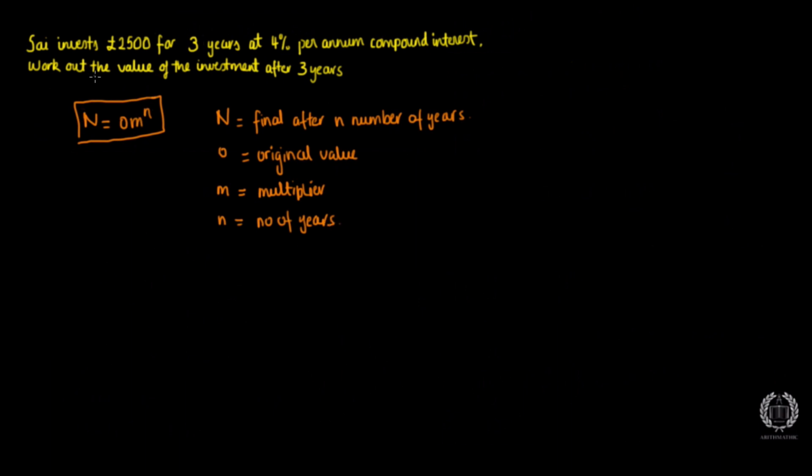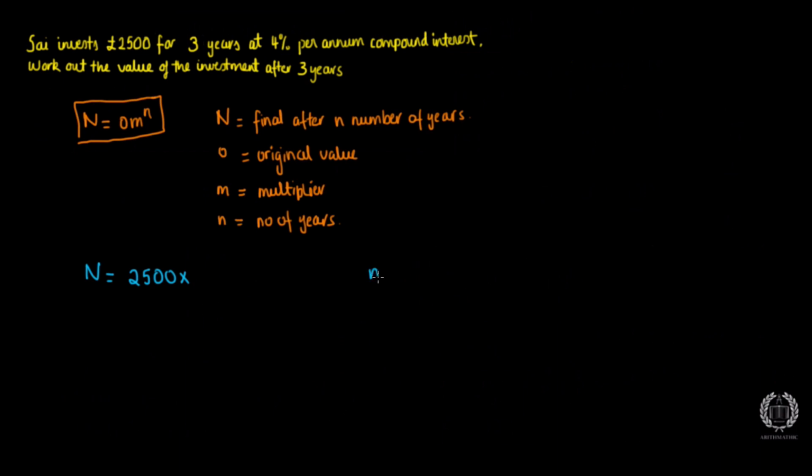So using this formula, because we want to find the value of the investment after 3 years, I want my final value, which is capital N. So I'm going to have N equals, now my original value. What is my original value? If you look at the question, it says 2,500. So that's going to be 2,500 times my M, which is my multiplier. Now, how do we find the multiplier?